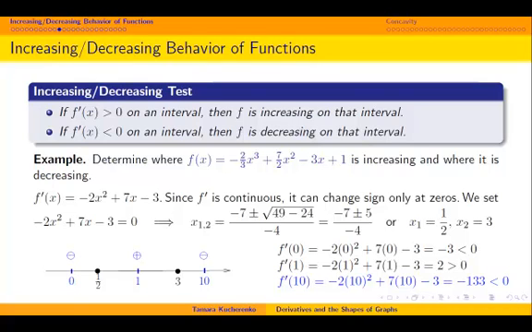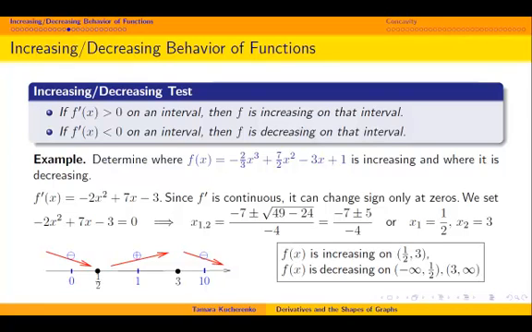By the increasing-decreasing test, function f is decreasing when its derivative is negative and increasing when its derivative is positive. We indicate this by arrows pointing down on the intervals marked with minus and arrows pointing up on the intervals marked with plus. In conclusion, f of x is increasing on the interval from 1/2 to 3, and f of x is decreasing on the intervals from negative infinity to 1/2 and from 3 to infinity.